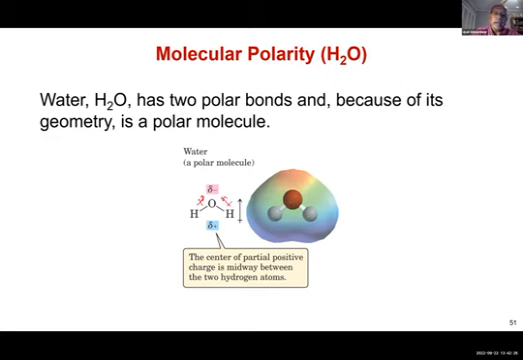Two poles. When they go this way, forces, they add up. So therefore, there's a resultant negative end and positive end. This is the positive end of the dipole of the water molecule. That's the negative. Therefore, water is a polar molecule. You look at the polar bonds in water molecule, they don't cancel out like in carbon dioxide.